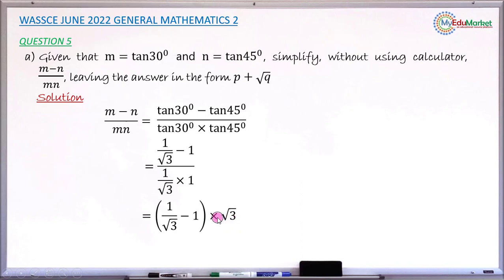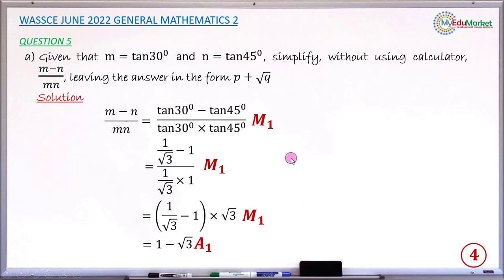If you expand the bracket by multiplying what is inside by root 3, you have root 3 multiplied by 1 over root 3, so root 3 over root 3, which gives you 1. And root 3 multiplied by minus 1 gives you minus root 3. So in the end, you have 1 minus root 3. This is the simplified form of the fraction. We should not go further because we are asked to write our answer in the form of p plus root q, so don't find the square root of 3. With this, we have answered this question.